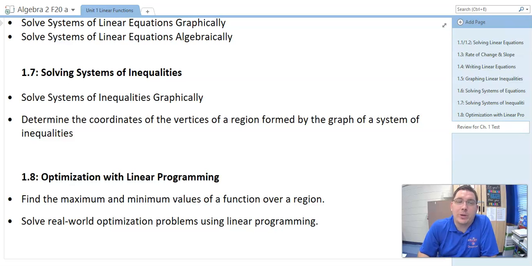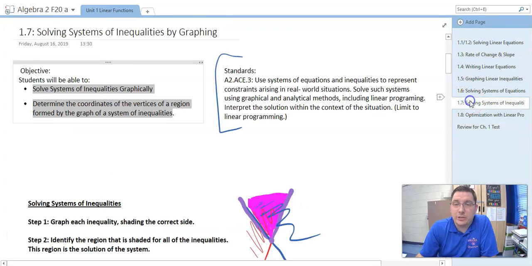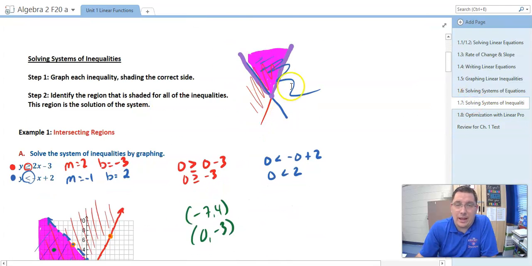We then looked at 1.7 on solving systems of inequalities. And we said that we would want to solve systems of inequalities graphically and then determine the coordinates of the vertices of a region formed by the graph of a system of inequalities. And so in this section, there were two major things. We first talked about how we just graph those on the coordinate plane. And remember, that goes back to what we did in section 1.5.